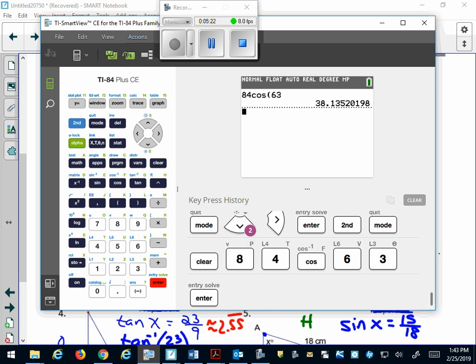Don't forget, you have to make sure that your mode is in degree mode. I have had people take the entire test in the wrong mode, and they get every single question wrong. This is a problem, right? So you've got to make sure that you're in the right mode. Now, let's just see. I'm curious. What is the cosine of 63?